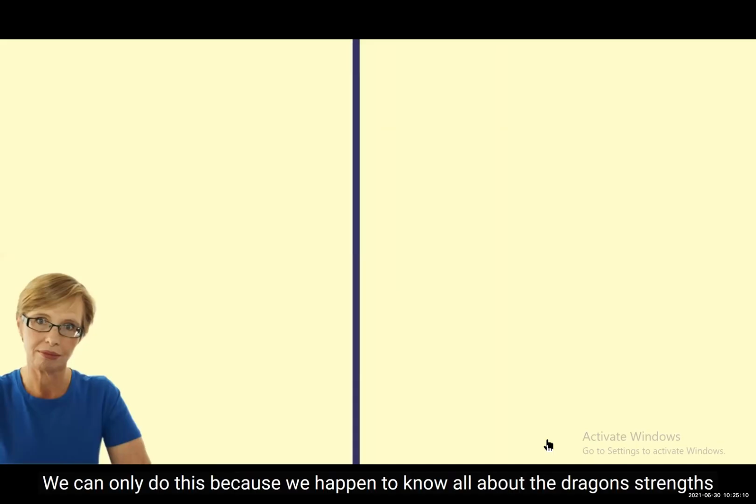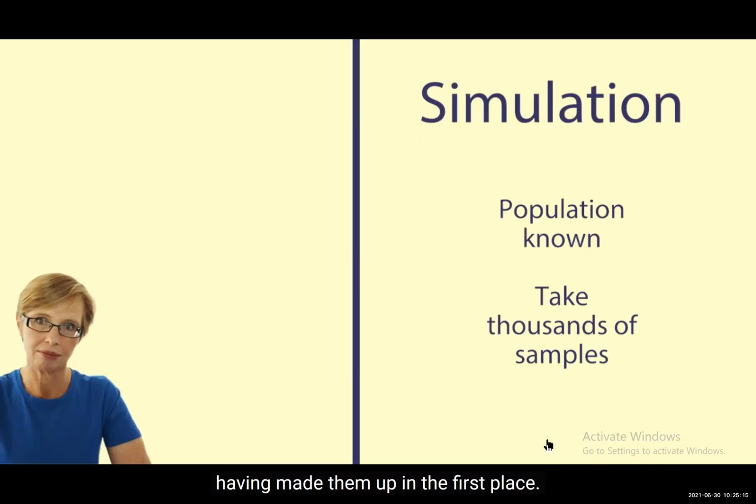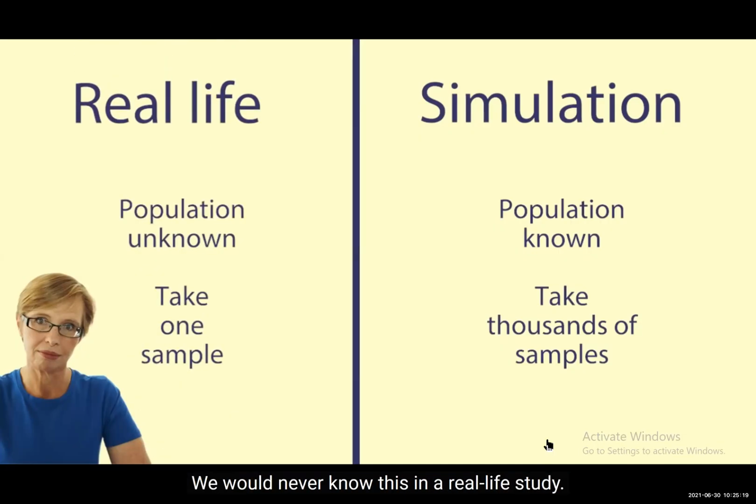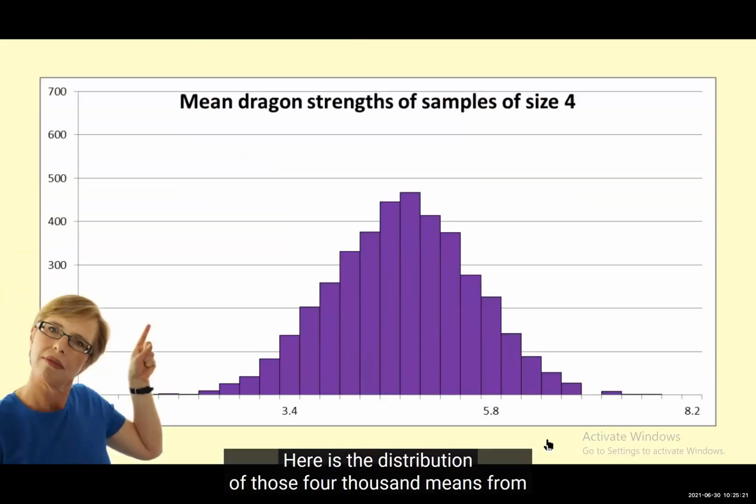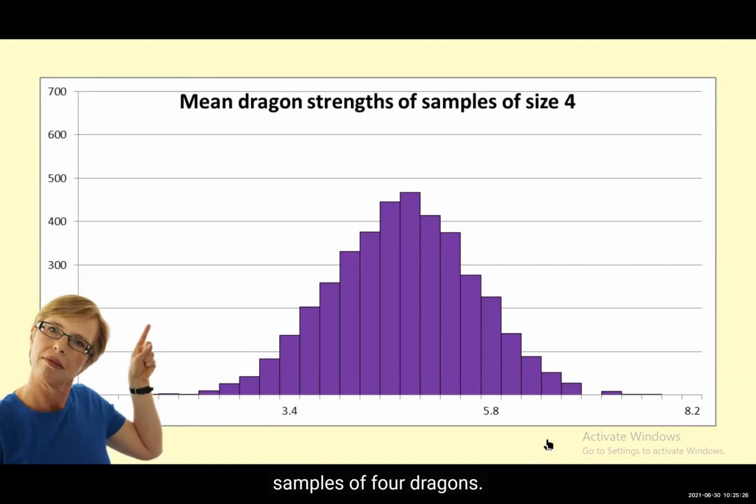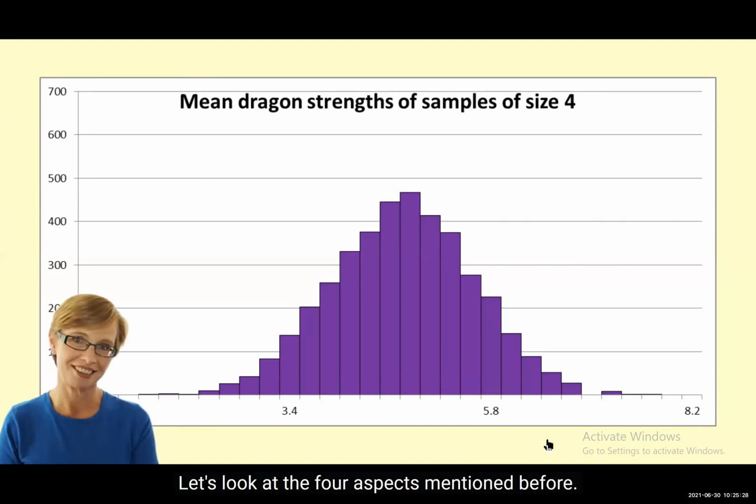We can only do this because we happen to know all about the dragons' strengths, having made them up in the first place. This is a simulation. We would never know this in a real-life study. Here is the distribution of those 4,000 means from samples of 4 dragons. Let's look at the 4 aspects mentioned before.